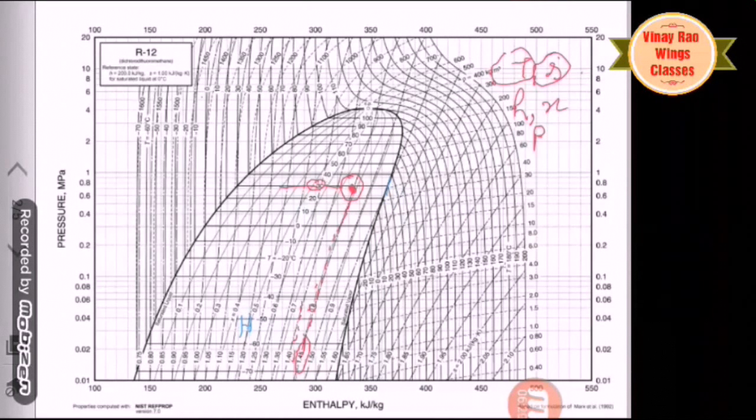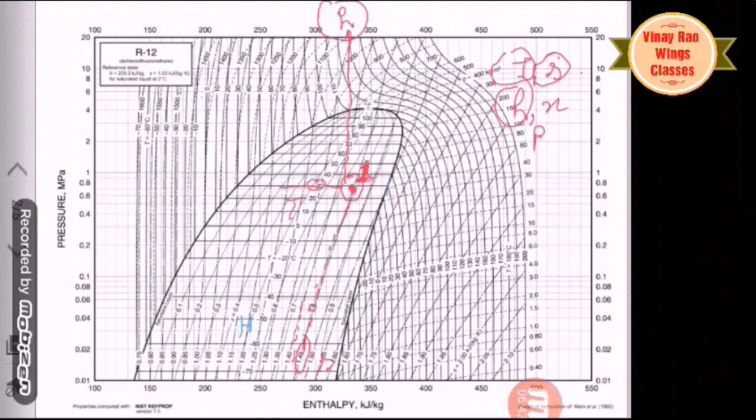What is the value of enthalpy? We have to follow the straight vertical lines. This is the enthalpy at the particular point, point number 1. At point number 1, we find the enthalpy, this is the value of entropy, and this is the value of temperature.